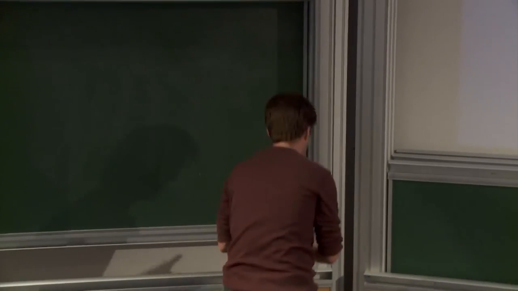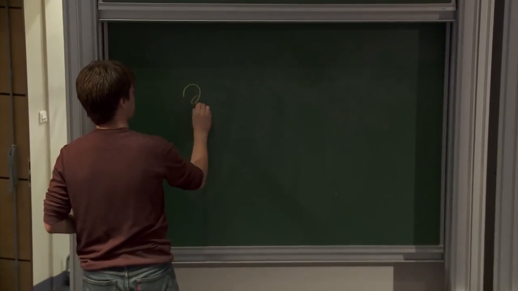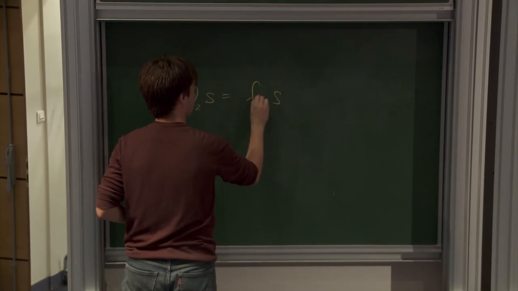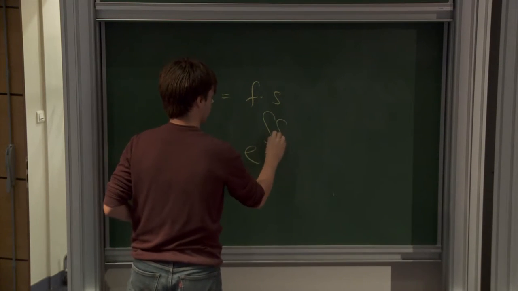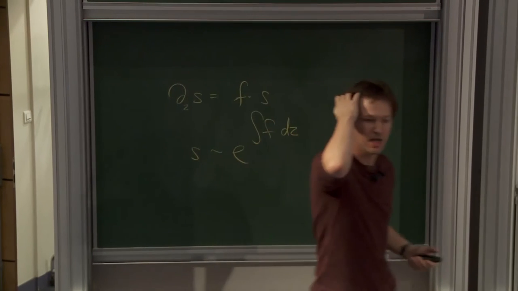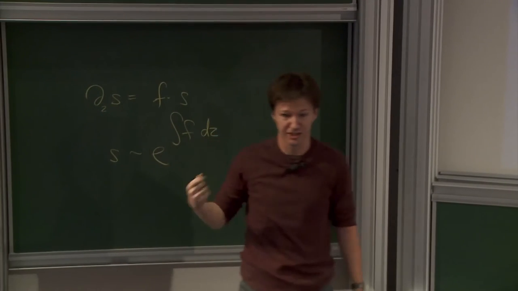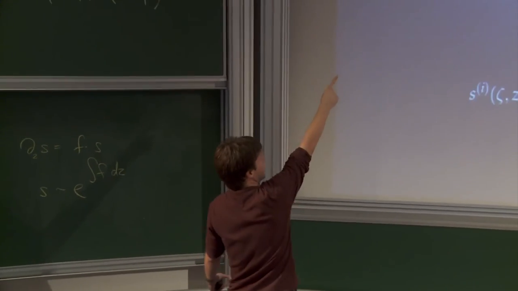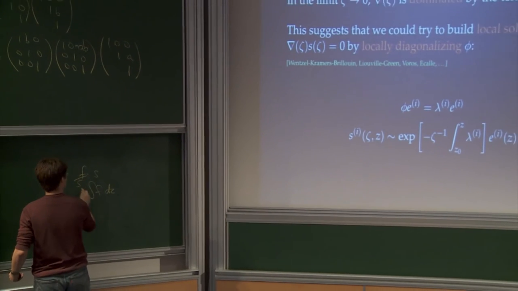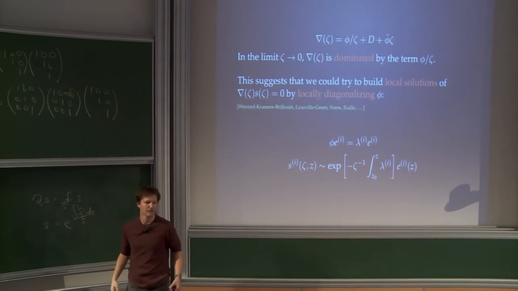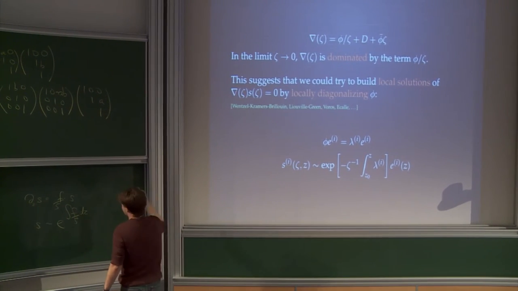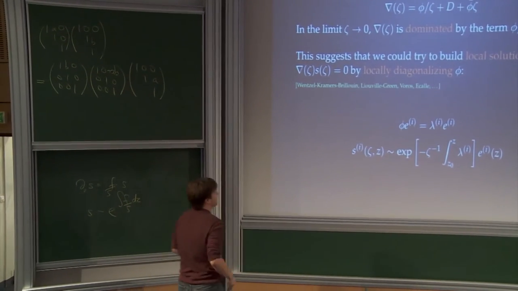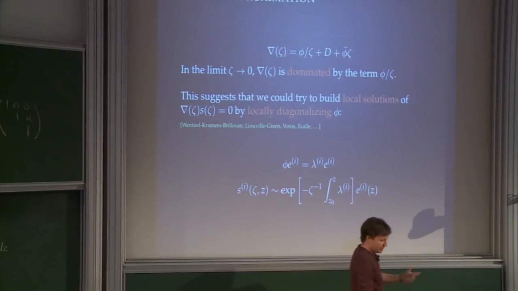Because if you want to solve the equation, the derivative of s equals some function times s, that's essentially easy. You just get that s is the integral of this function dz. If we forget the difference between that d there and the partial derivative operator for just a second, and if we diagonalize the leading term, so if I have f over zeta here, then correspondingly I'll have the integral of f over zeta here.